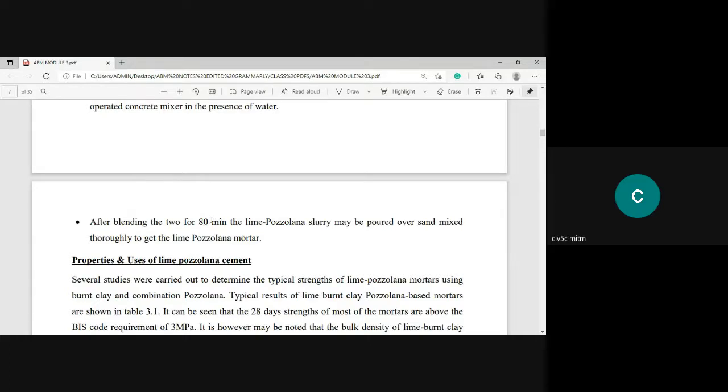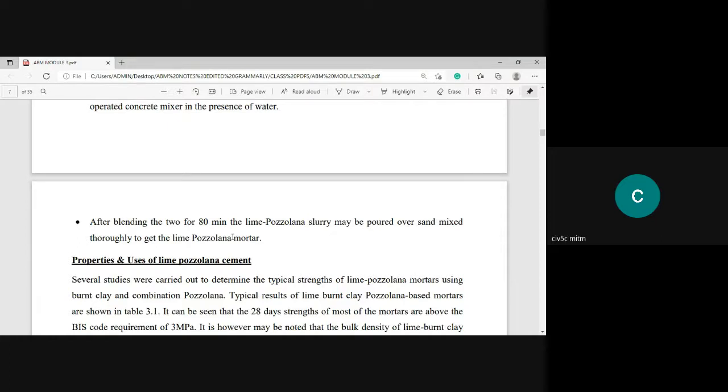And very important, 80 minutes. You can see this is the research they have performed. Till 80 minutes, the lime pozzolana mortar has not shown its good performance. So that's what I've been told. These are all the drawbacks in the case of lime. You need to go ahead with more time of mixing. So this is regarding the production process of LPC.